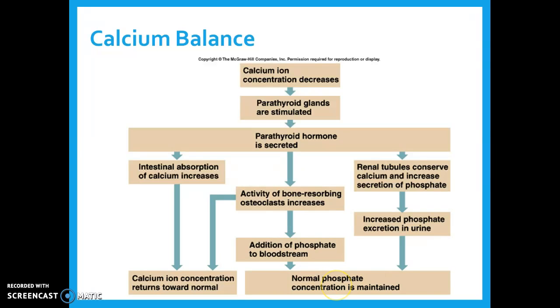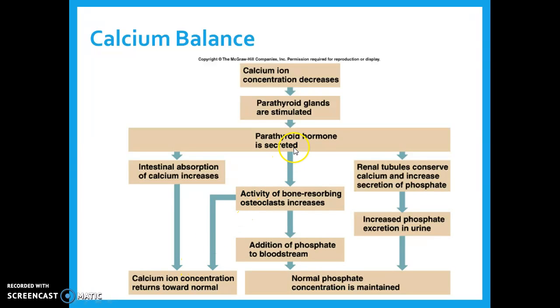All right, so parathyroid hormone is secreted, and that's going to have a couple different functions. So let's start over here. Parathyroid hormone causes your intestines to absorb more calcium from the food that you eat. So right off the bat, we don't have enough calcium. Parathyroid hormone tells our intestines to absorb more calcium, and that helps pull the calcium levels back up towards normal.